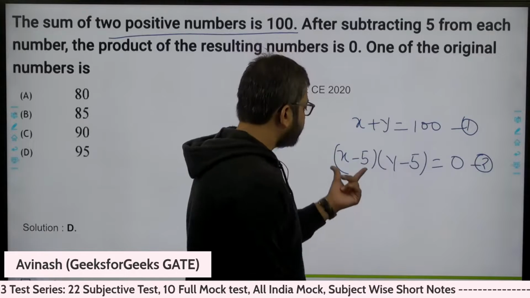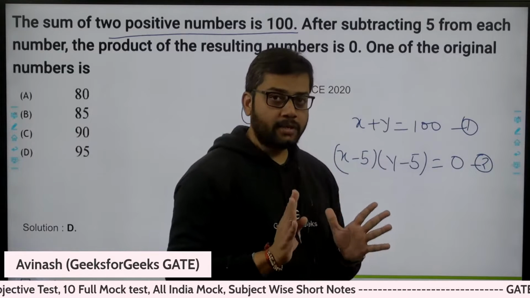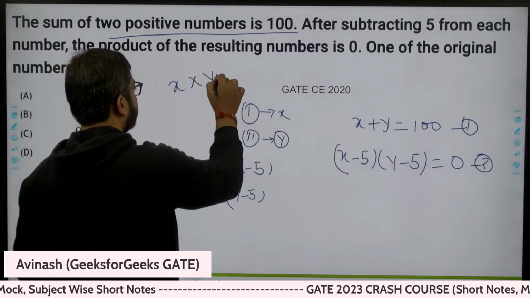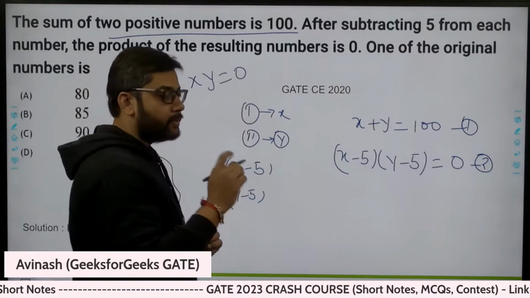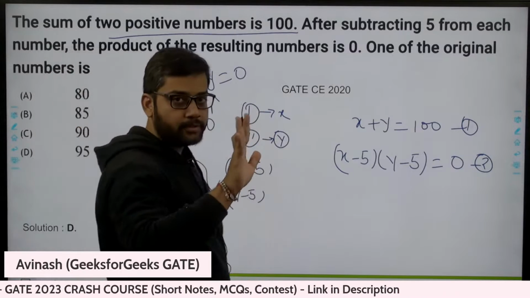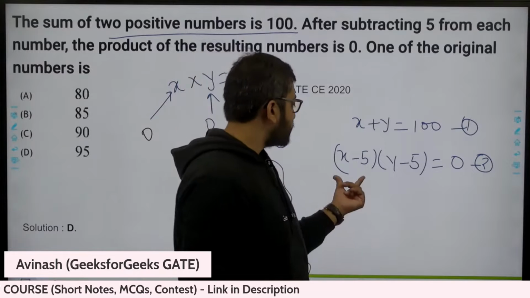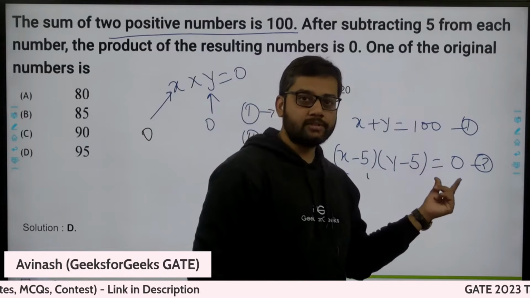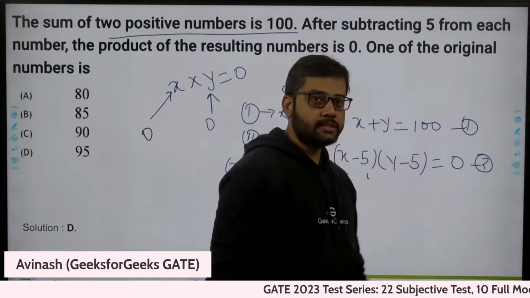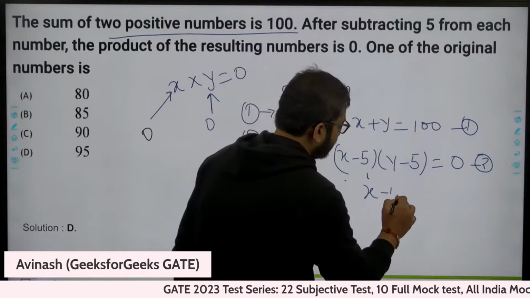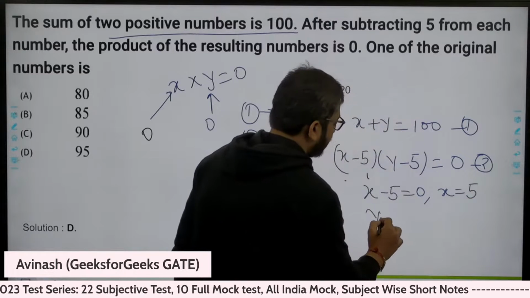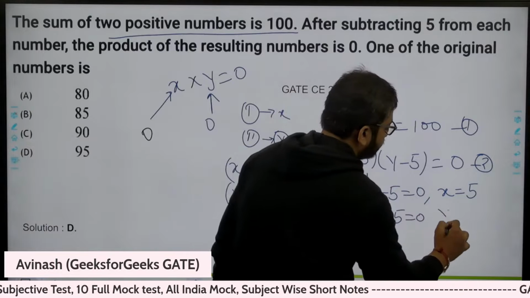Now I think you have just learned this one thing. Suppose the product of two numbers is equal to 0, it means either this number is 0 or that number is 0. I know you know this part. So since the product of x minus 5 and y minus 5 is equal to 0, either x minus 5 is 0 or y minus 5 is 0. If x minus 5 is equal to 0, this gives x is equal to 5. And if y minus 5 is equal to 0, this gives y is equal to 5.